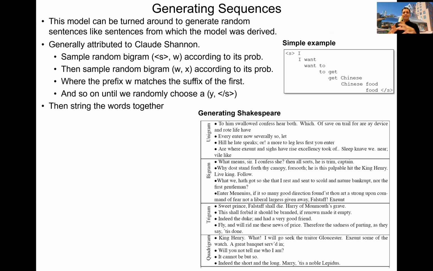And basically as the context increases, you get closer and closer to something meaningful. So if you try to generate Shakespeare with 1 word at a time, there are some Shakespearean-like words, but it makes no sense whatsoever. With 2, it's slightly better. With 3, it's slightly better. And with 4, it's already surprisingly good. I will go seek the traitor Gloucester, exeunt some of the watch, a great banquet served them, etc. Okay, so again, it's not Shakespeare, but it's getting closer. And that's just asking about 4-word frequencies.